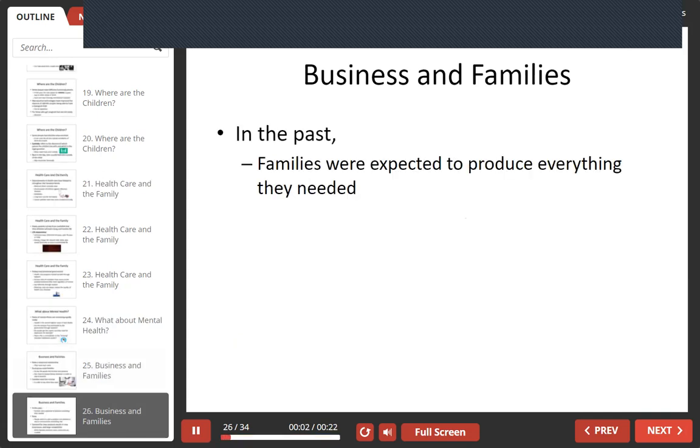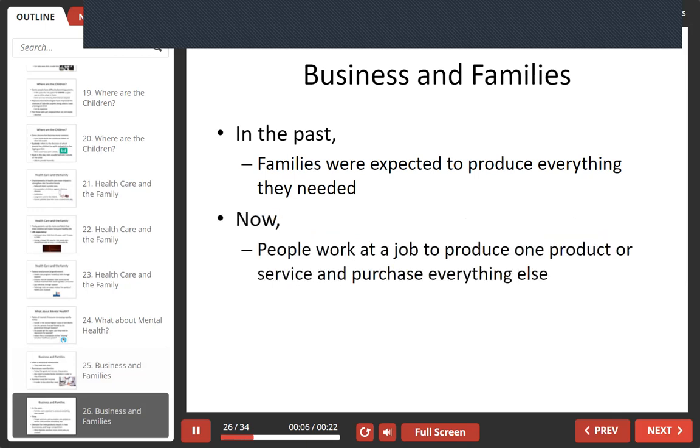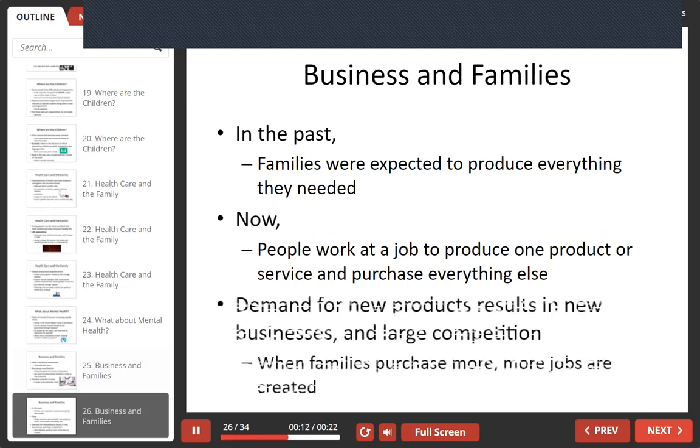In the past, families were expected to produce everything that they needed. Now, people work at a job to produce one product or service and purchase everything else. And the demand for new products results in new businesses and large competition. When families purchase more, more jobs are created at the end of the day.